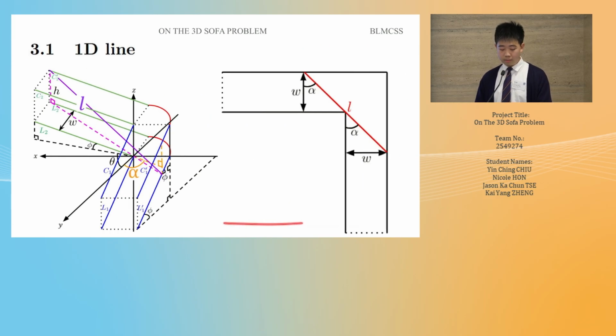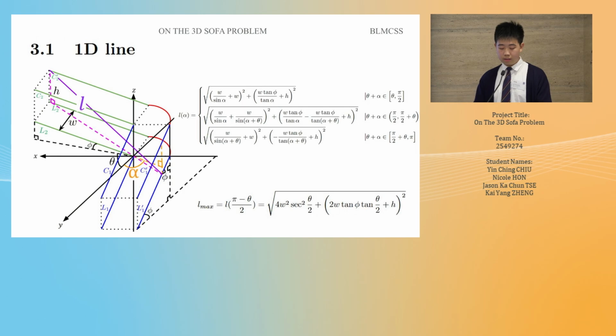Let's move on to our main results. We first assume that the hallways are of infinite length, and we first investigate the 1D line length constraint. We prove that the longest line must touch the corner of H. Then we find the length expressions of the 1D line, and we prove that the length constraint is at the middle angle also. This also supports the previous convexity of the object constraint.